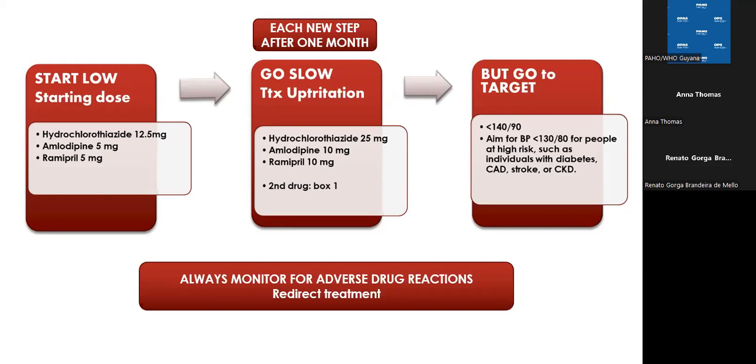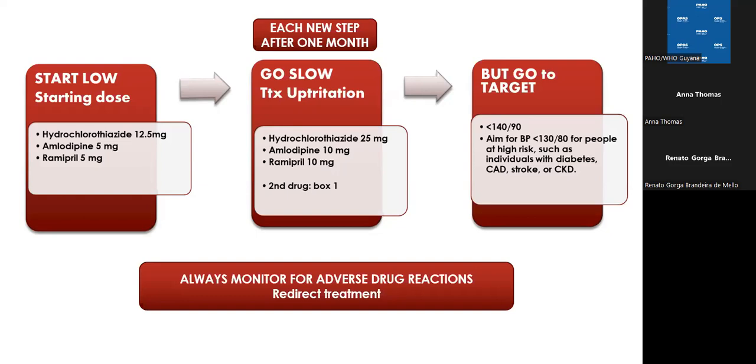Aim for BP less than 130 for people at high risk, such as individuals with diabetes, coronary artery disease, stroke, or chronic kidney disease. You can go slowly to this target. Most patients will need at least 2 full dose medications to reach a blood pressure goal, and 25-30% of patients will need 3 medications.